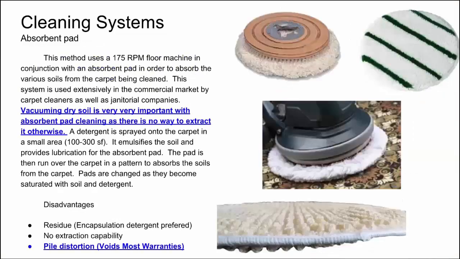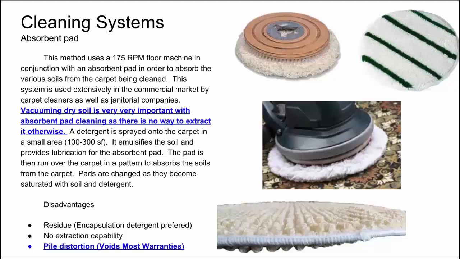The next cleaning system is going to be Absorbent Pad. This method uses a 175 RPM floor machine in conjunction with an absorbent pad, and you can see on the right hand side there are several types of absorbent pads. You have thin, thick, some that have stripes. Those stripes typically are an olefin fiber, and it produces a little bit of heat and agitation.